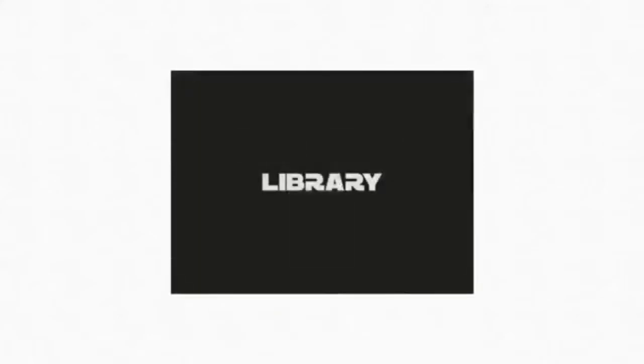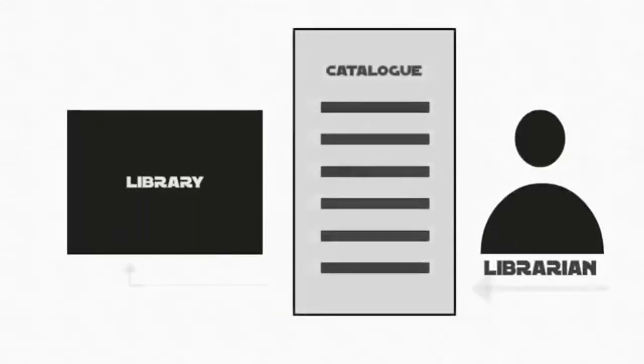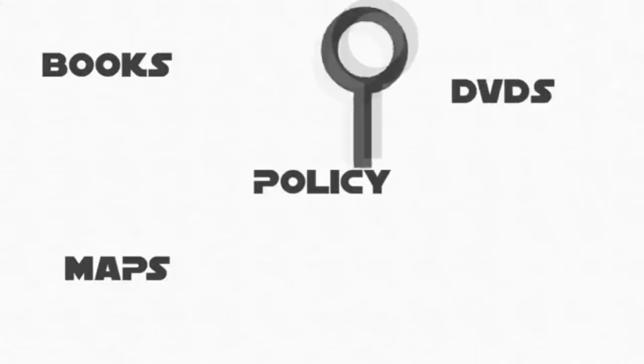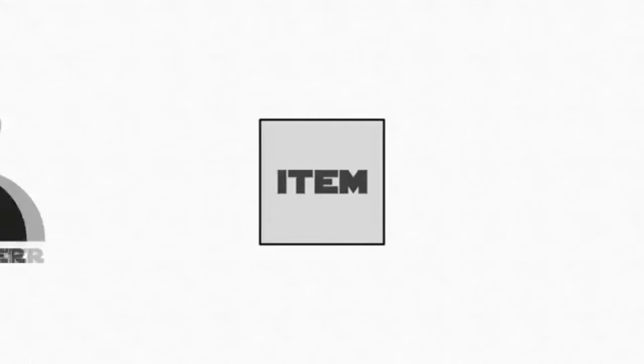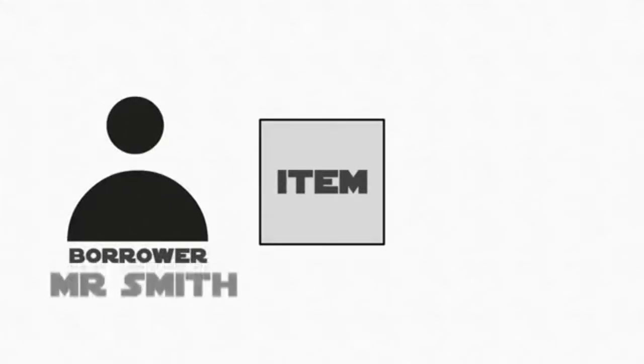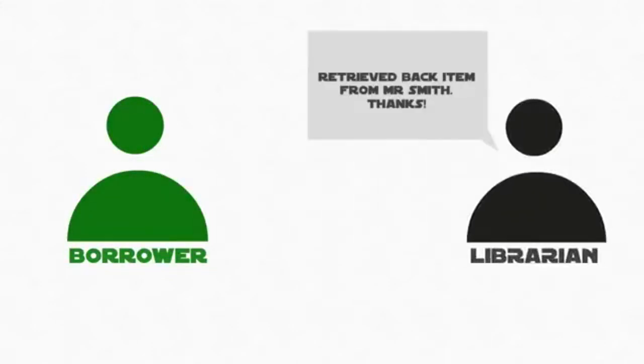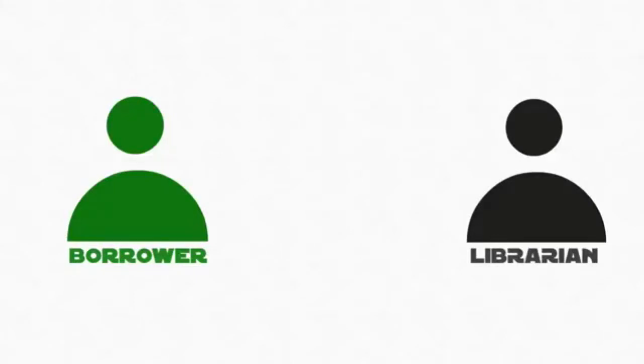Think of the File Manager as a library, and a librarian has to use a catalogue to keep track of all of the items in the collection. This is all arranged based on a policy that stores all types of items, books, DVDs, maps, etc., and they can be found with ease no matter what the type is. When the item is requested, it is retrieved by the borrower, and the name is noted down for reference. When the borrower has finished using the item, it is given back to the librarian so that he or she can make note of it before putting it back.